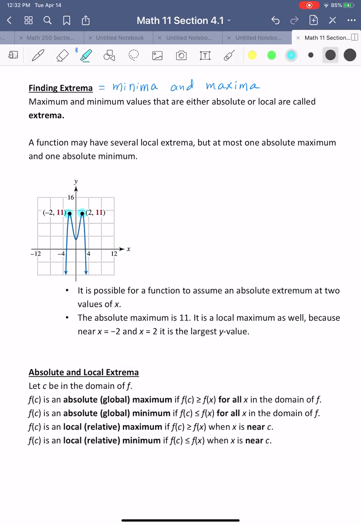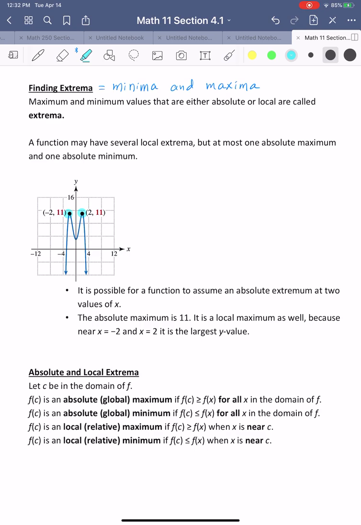So there can be two values of x, but there cannot be two different absolute maximums. The absolute maximum is 11. It is a local maximum as well, because near x equal to negative 2, x equal to 2 is the largest y value. So, absolute value and local extrema.